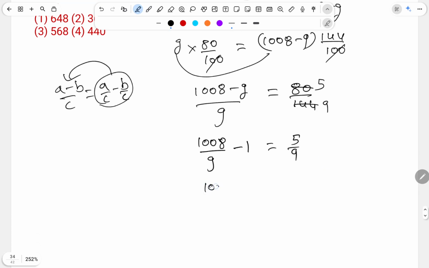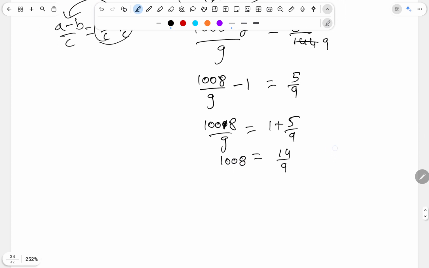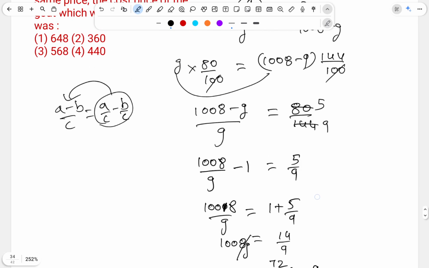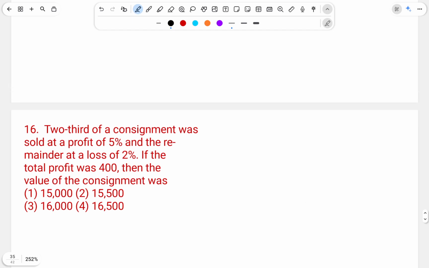Now 1008 by G, 1008. 1 if I transpose to the right hand side, 1 plus 5 by 9 becomes 14 by 9. 1008 by G divided by G. G is equal to 1008 into 9 by 14. 14 how many times? 14 sevens, 98, 28, 14 twos. So 9 twos 18, 9 sevens 63, 648. Now you are thinking that the calculation is too big. See, logically, if you practice twice and thrice, you can make your own shortcut. This is to explain to you, I wrote this much. Otherwise, I can solve it in less time.